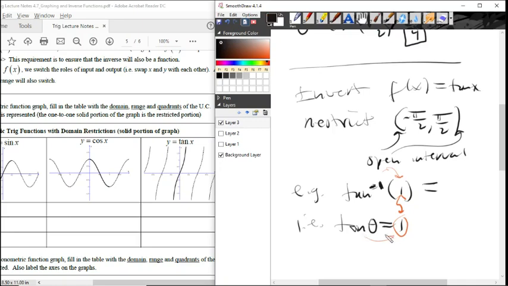But we want specifically the solution to this equation such that theta is between negative pi over 2 and positive pi over 2. And the only solution to this equation between negative pi over 2 and pi over 2 would be pi over 4. That is, we know that the tangent of pi over 4 is equal to 1.